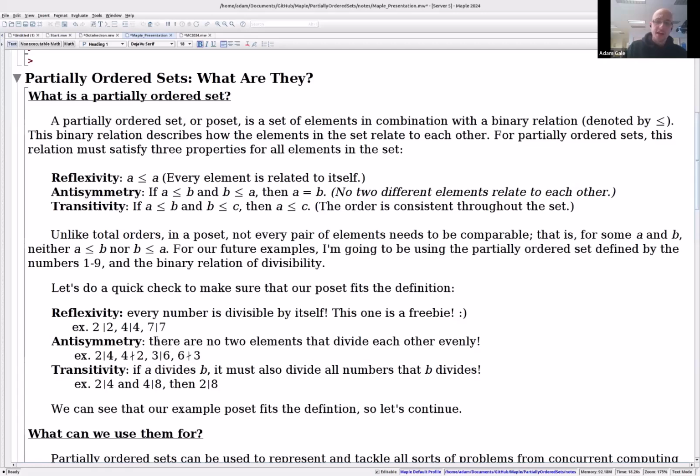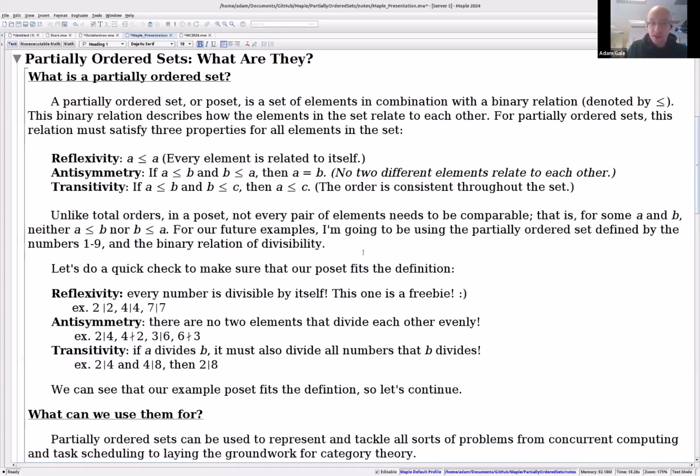Unlike total orders, in a partially ordered set, not every pair of elements needs to be comparable. That is, for some A and B, neither A is related to B nor B is related to A. For our future examples, I'm going to be using the partially ordered set defined by the numbers 1 to 9 and the binary relation of divisibility.